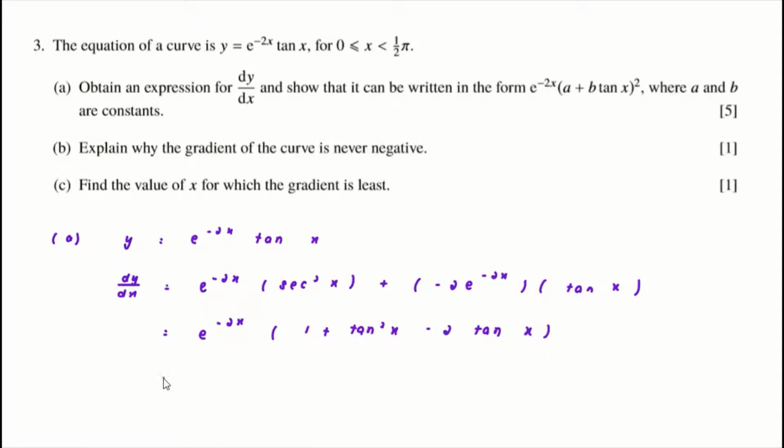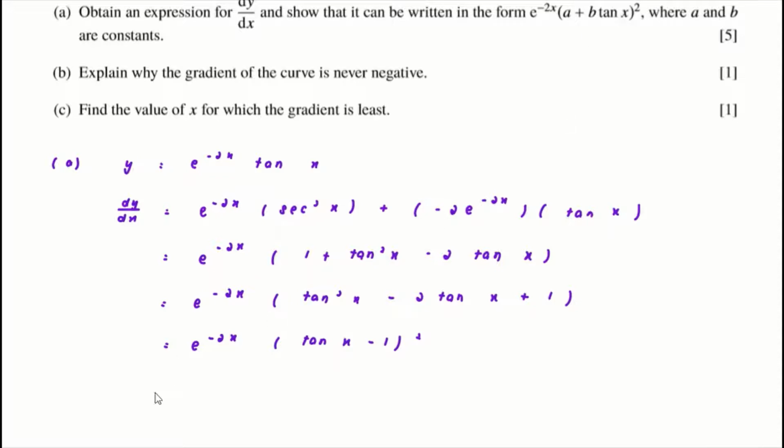Alright, let's do some rearrangement. e to the negative 2x and then tan squared x minus 2 tan x plus 1. Then we can do a bit of factorization. In this case, 1 and 1, so it's going to be tan x minus 1, squared. But we need to write it in this form, so it's going to be e to the negative 2x and then negative 1 plus tan x, squared. So this is how we get to our answer.